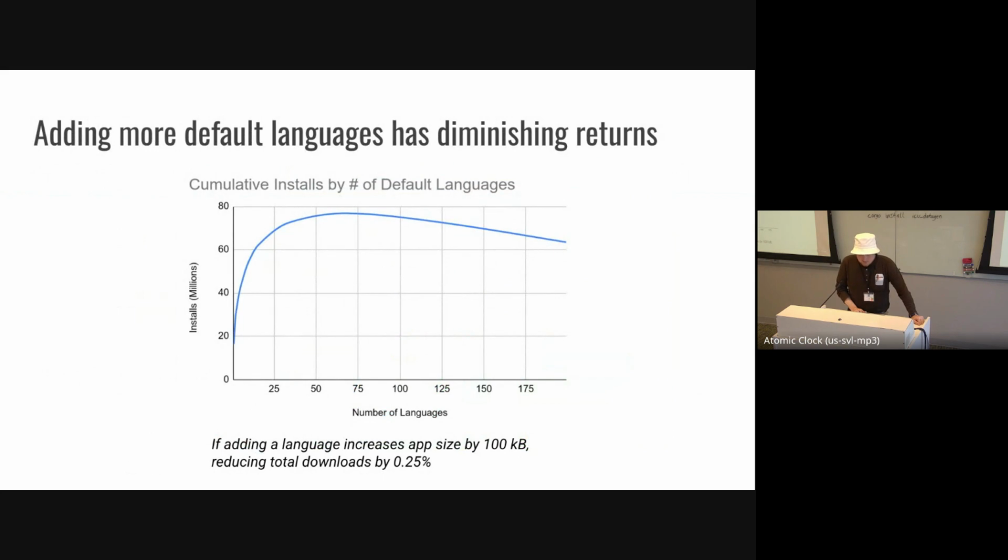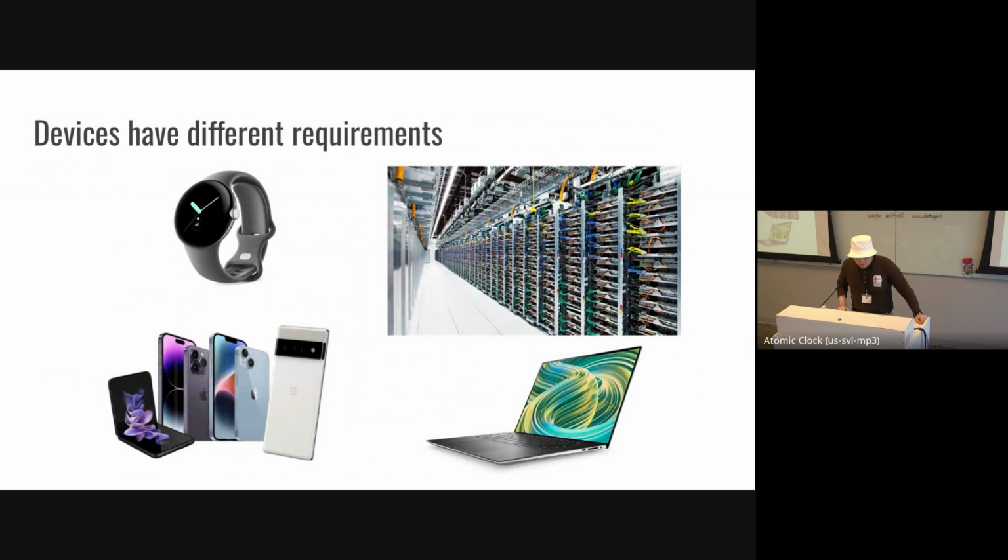A second is adding more default languages has somewhat of diminishing returns because as soon as you add more data to your app, it makes the app bigger, and that means fewer people download the app. So once you get to about 60, 70-ish languages, approximately, you might start to see diminishing returns in terms of, well, I added data, but I increased my app size, which makes other people not want to download my app anymore. A third challenge is that we have different devices which all have different requirements.